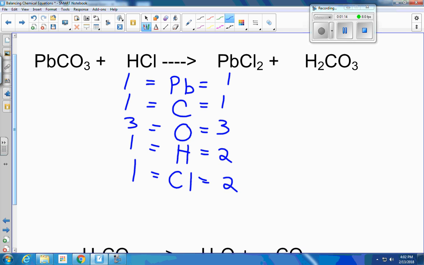I have 2 hydrogen on the product side. I need 2 on the reactant side. So I can take the hydrogen, multiply by 2. 2 times 1 hydrogen is 2. 2 times 1 chlorine is 2. And we have a balanced equation. Lead is balanced, carbon is balanced, oxygen is balanced, hydrogen is balanced, and chlorine is balanced.